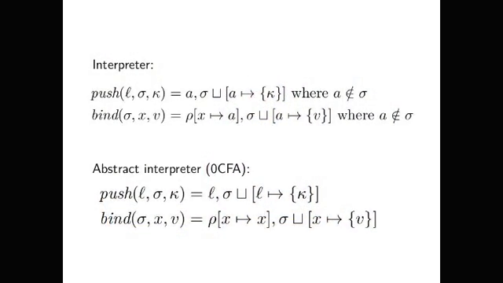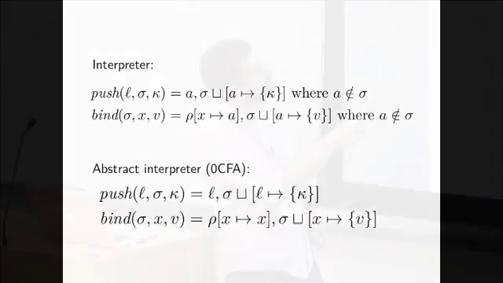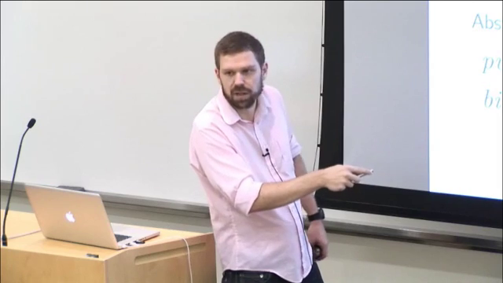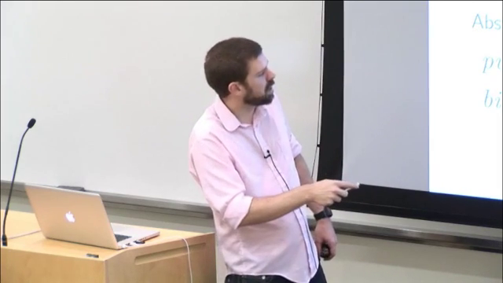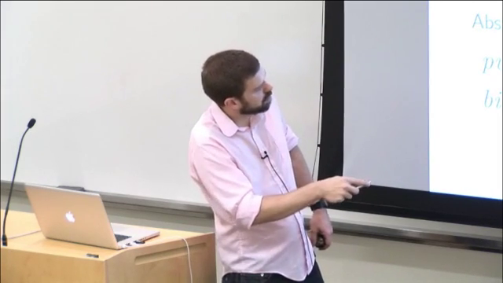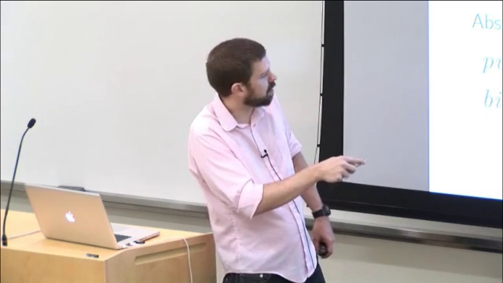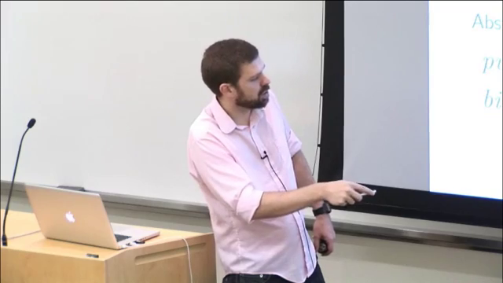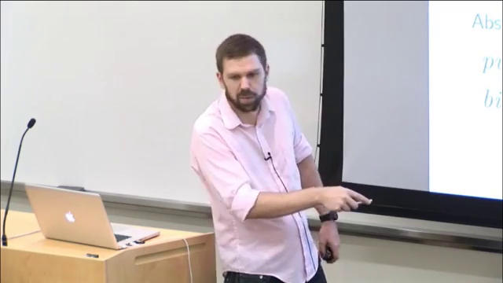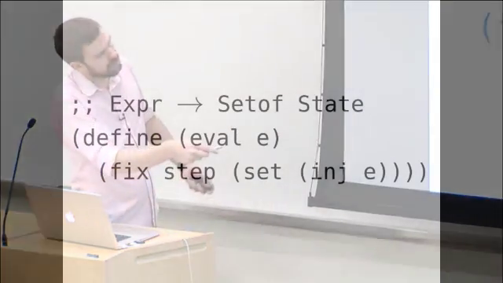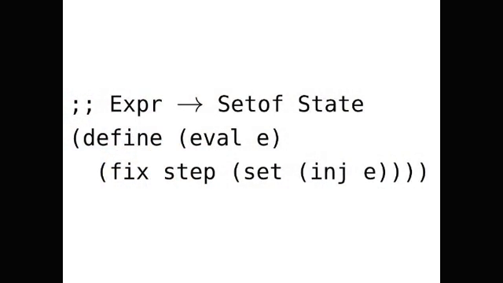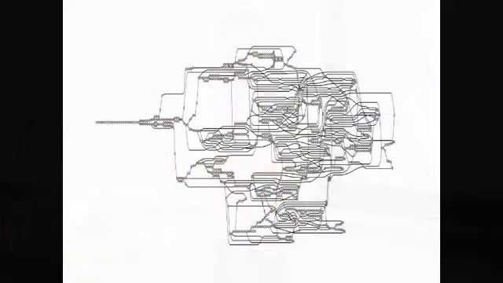If you wanted to get an interpreter out of it, your push and bind are just going to produce fresh addresses. And if you want an abstract interpreter, like if you want to do something like 0CFA, then push is going to choose the label of the call site, and bind is going to choose the variable name, and so on. And then you just iterate these things. Because you know that it's finite, you just iterate them to a fixed point. And you get things like this.